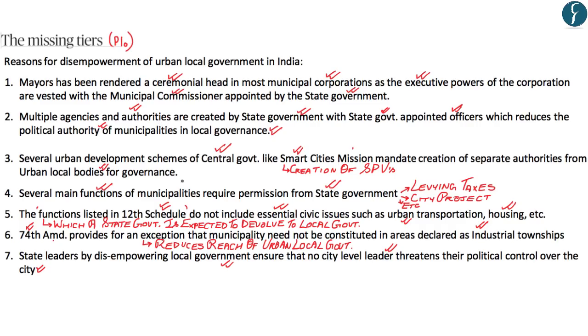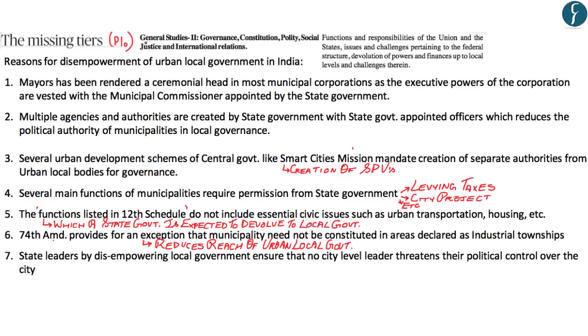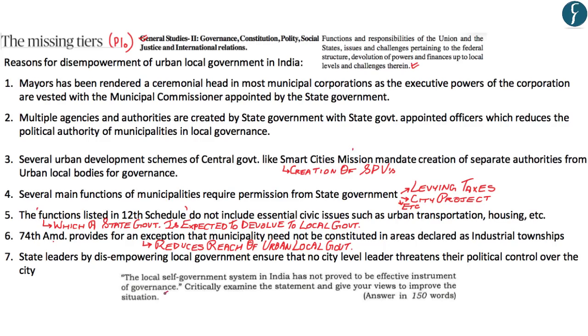So now hopefully up till here you've understood the seven reasons given by the author which have led to the disempowerment of urban local government in India. Now with regards to your UPSC syllabus, this section, which gives the reasons for disempowerment of urban local government in India, would be placed in GS paper 2 within the subsection devolution of power and finances up to local levels and challenges therein. Previously a question has been asked in your UPSC mains examination, in GS paper 2 in 2017, which said that the local self-government system in India has not proved to be an effective instrument of governance. Critically examine the statement and give your views to improve the situation.